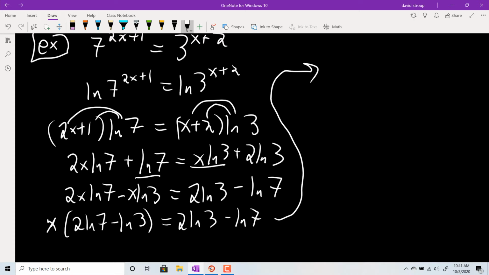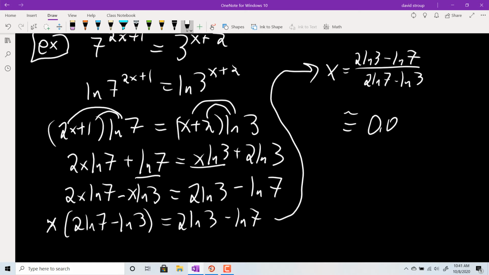Then I'm going to divide both sides by the 2 ln 7 minus ln 3. Okay. And then you could plop that into your calculator and get a nice approximation. So you will see that on the test. Okay, so that's the worst. That's really as bad as it gets there.